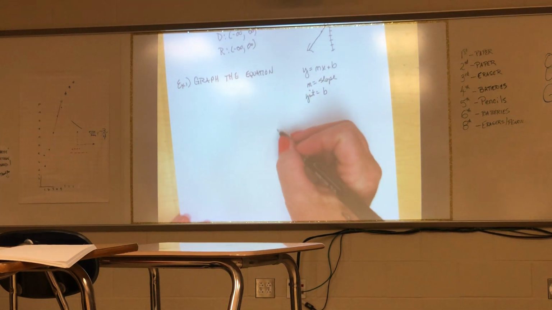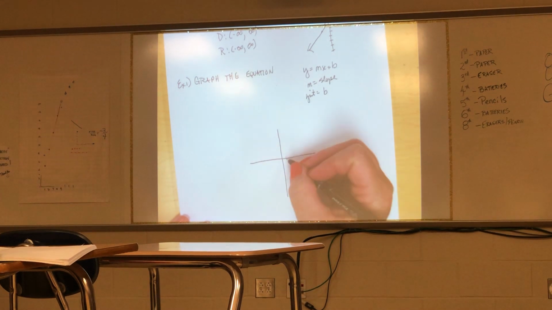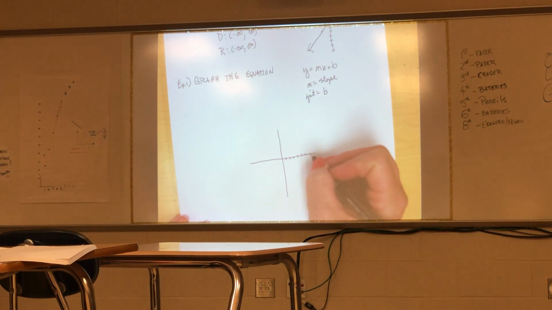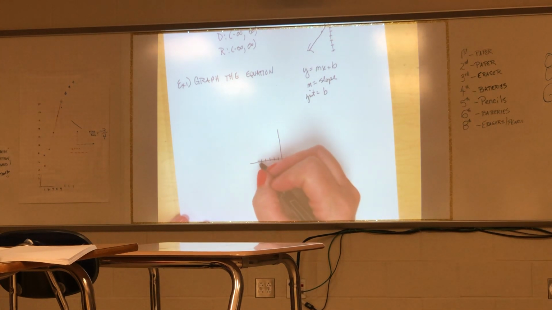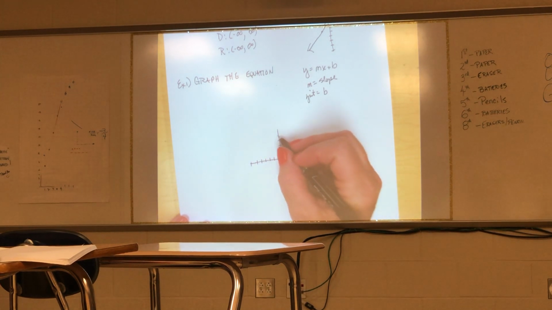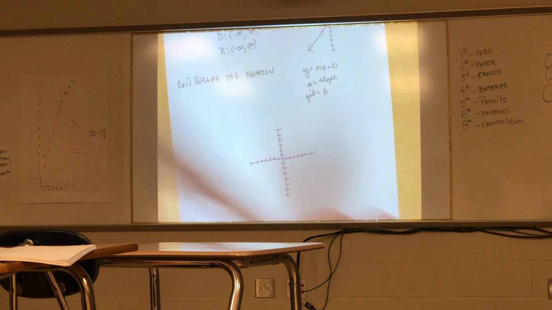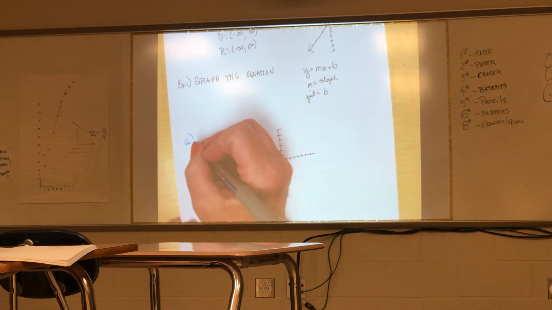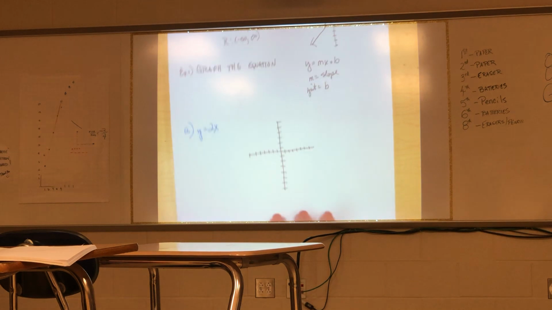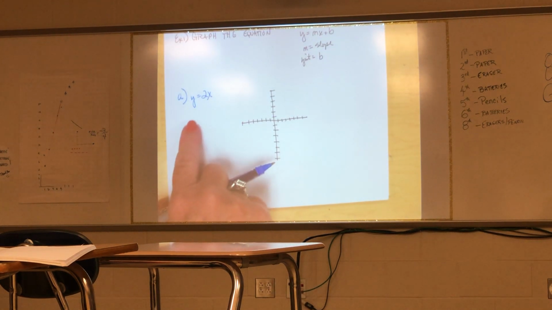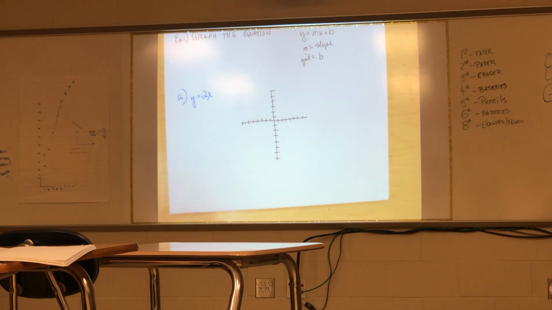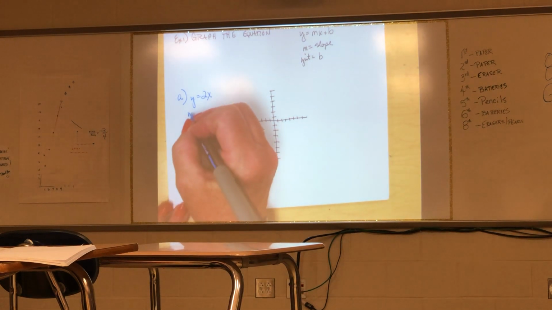All right, so we're going to make one big graph, and I'm going to graph 4 different things on this graph because I don't want to draw 4 graphs. Okay, so here's the first one that we're going to graph. The first thing, A, y is equal to 2x. Every time they tell me to graph something, I'm going to write the slope and the y-intercept because I think that helps kids not make mistakes. And I want to know, do you know what it is? So what is my slope?